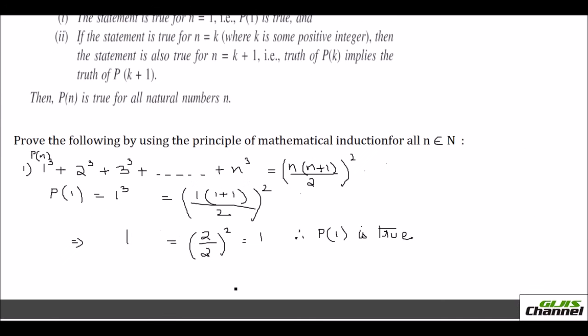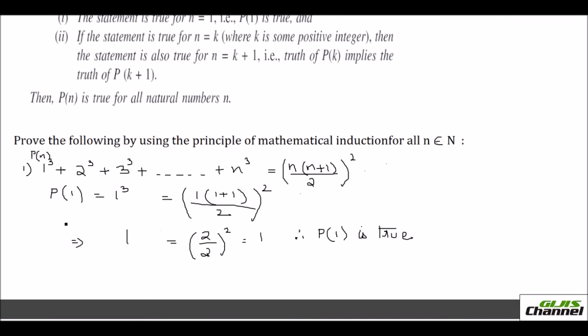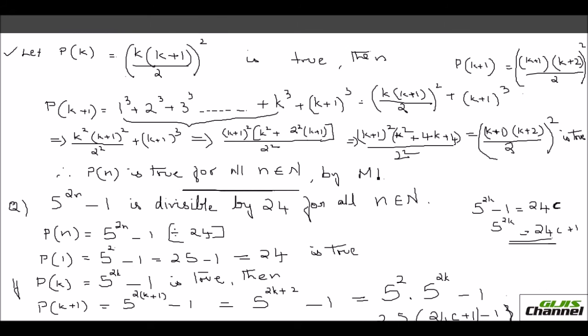So I repeat once again, all we are doing is first we substitute P(1) in the initial process and show that it is true. Then you assume that P(k) is also true. In that case P(k+1) should be true. We have to prove that, and if all these are proved, then you can conclude that it is true for all natural numbers by mathematical induction.